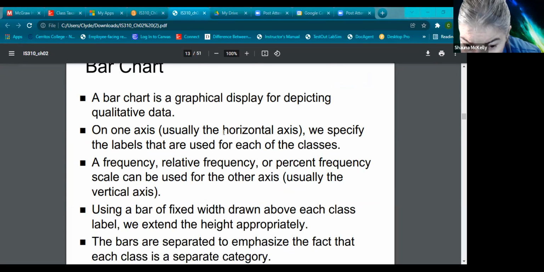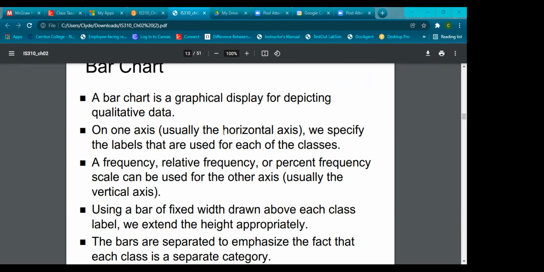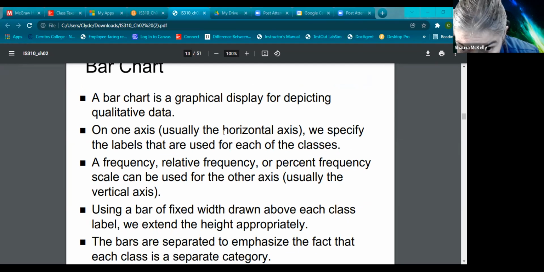Okay, so then we get to the different types of charts. This is just giving you characteristics of the different types of charts. So a bar chart, the biggest thing here is it's a graphical display for depicting qualitative data, okay? So you have to have qualitative data in using a bar chart, okay? And then it tells you which information goes on which axis.